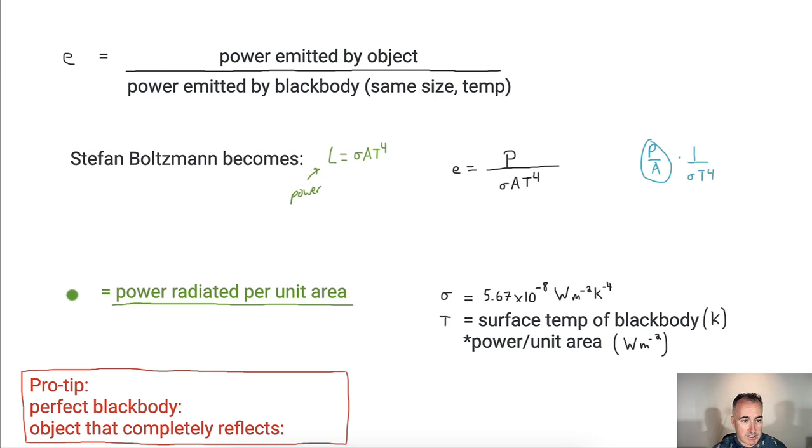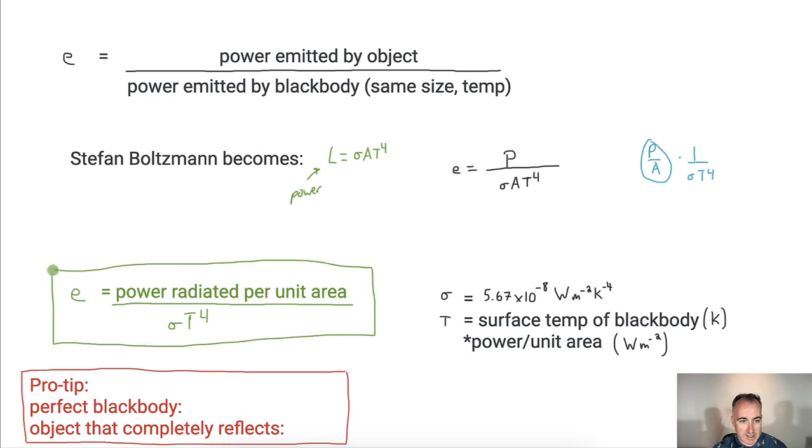So the emissivity is the power per unit area, in other words P over A, as the top part, divided by just sigma times T to the fourth, where sigma is the Stefan-Boltzmann constant, 5.67 times 10 to the minus 8. This is the black body term. T is the surface temperature, like the temperature of a black body operating like that, normally in Kelvin. And the power radiated per unit area has units of watts per meter squared.